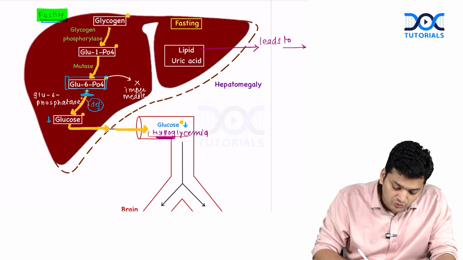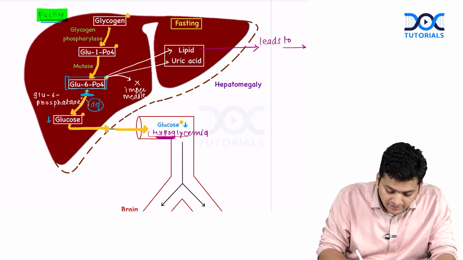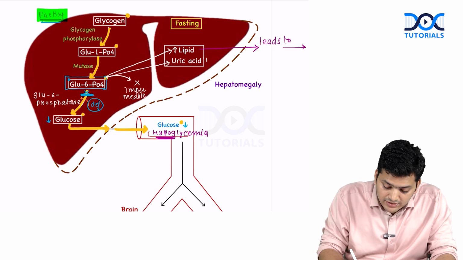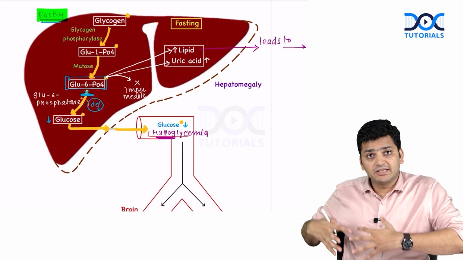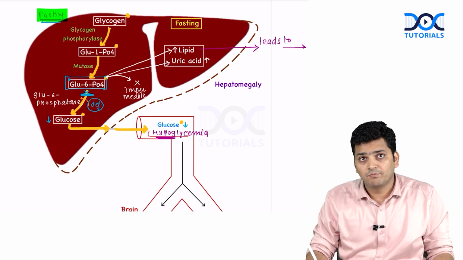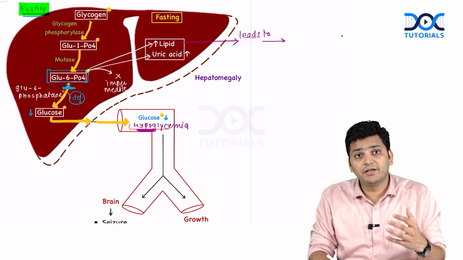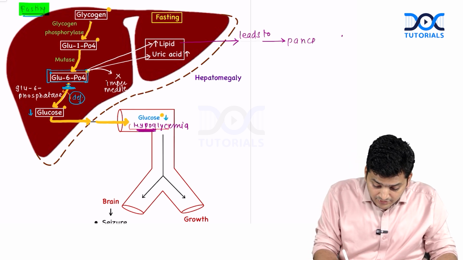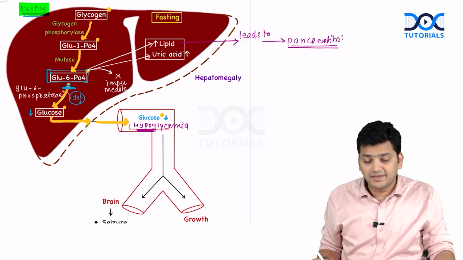So what happens is this glucose 6 phosphate can convert into lipid, can convert into uric acid. So this child will have more lipid, hyperlipidemia, and there will be hyperuricemia. And if the lipid and the uric acid are accumulating, this child may have hepatomegaly also. If the lipid is very high, hypertriglyceridemia particularly can lead to pancreatitis. So this child can have pancreatitis also, because if the triglycerides are very high, that can lead to pancreatitis.